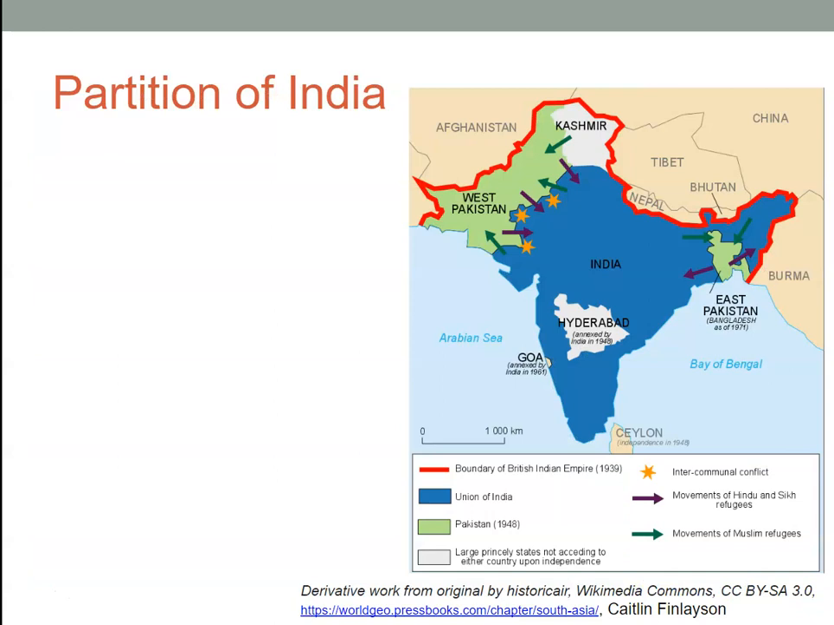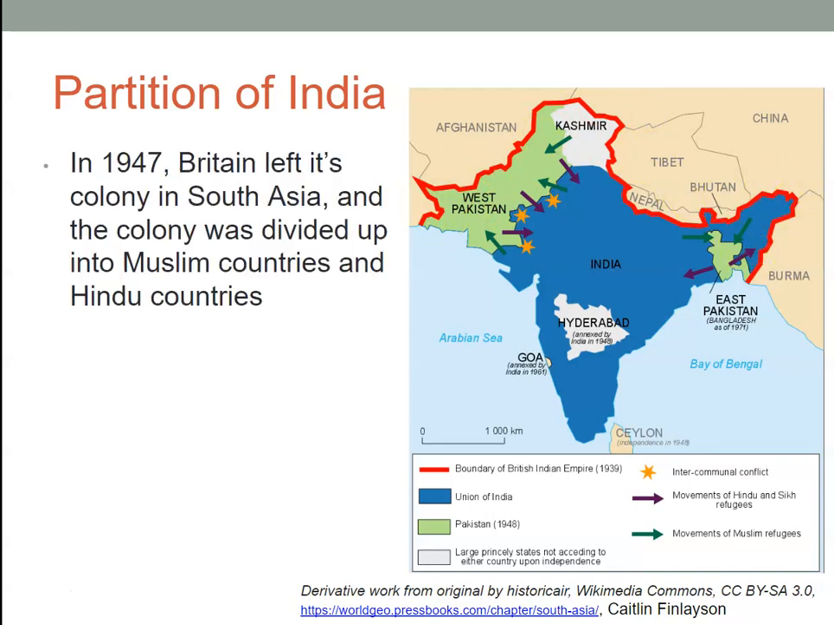Okay, so we left off talking about how we had a lot of other influences within this realm. For example, the Mughal Empire that ruled through here. And we left off in the 1940s when Britain controlled the majority of this realm. So this red border here shows you the boundary of the British Empire as of the 1930s. However, following World War II, Britain couldn't really control its colonies anymore. They had a lot of repair to do back home, and so they left their colony in South Asia.